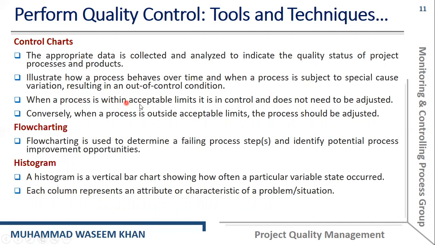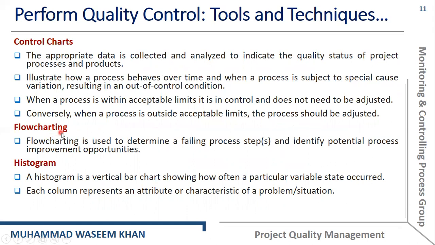So when a process is within acceptable limits, that is, if the process outcome data points are between the upper and lower control limits of the control chart, then that means the project does not need to be adjusted and the process is within control. But on the other hand, if the process is outside the acceptable limits, then the process should be adjusted.